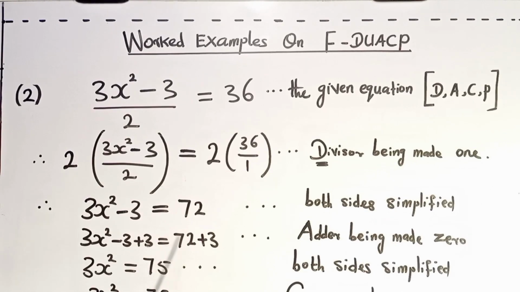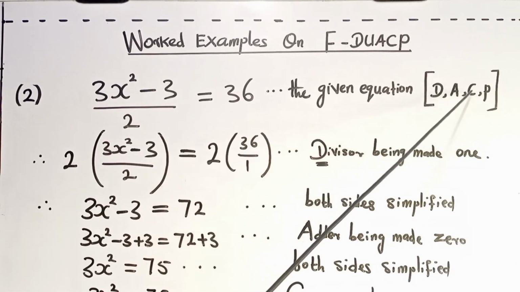All right, let's make progress. 72 plus 3 on the right-hand side will give us 75. This line, therefore, condenses to this line, which means both sides have been simplified, and that is why we have left 3x to the power 2 and right 75. Now, we are through with making the adder become 0.